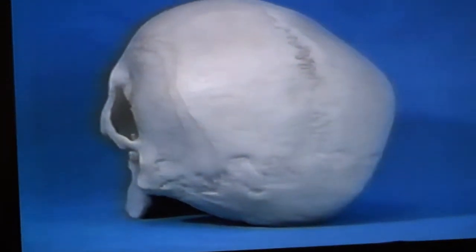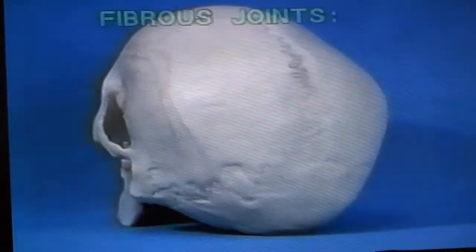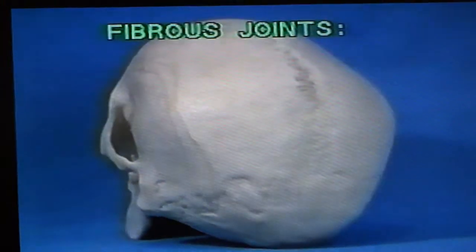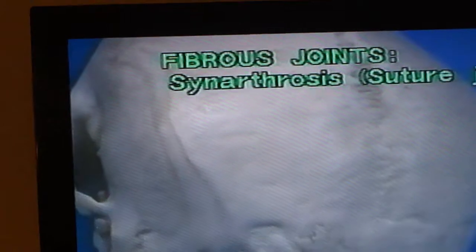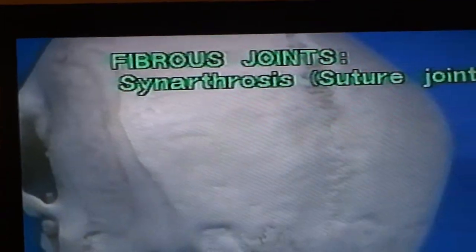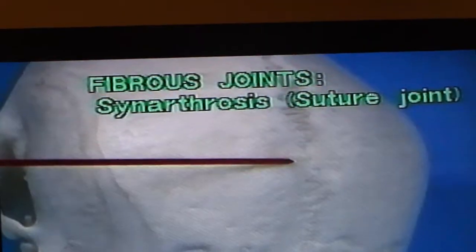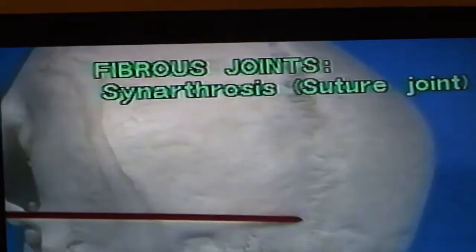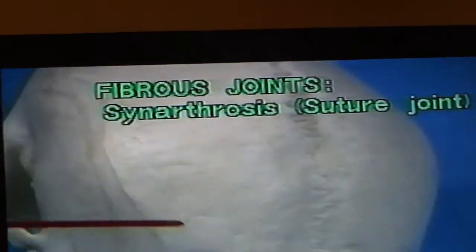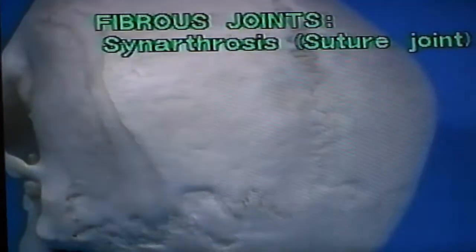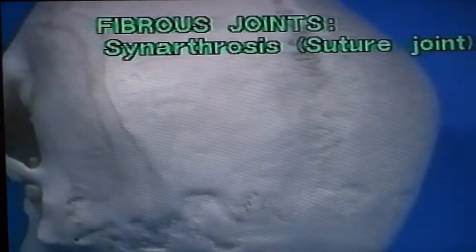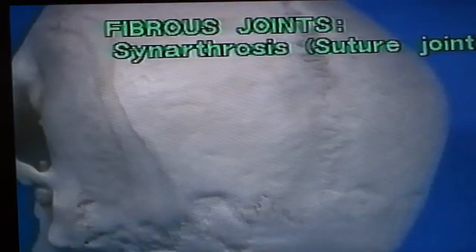The simplest joints are the fibrous joints, in which the bones are held together by fibrous connective tissue. An example is the joint between adjacent flat bones of the skull. This joint is called a synarthrosis, or suture joint. Here, the contiguous ends of the bones are jagged and fit together. In life, they are firmly held in place by a small amount of fibrous connective tissue, and minimal movement occurs between the bones.